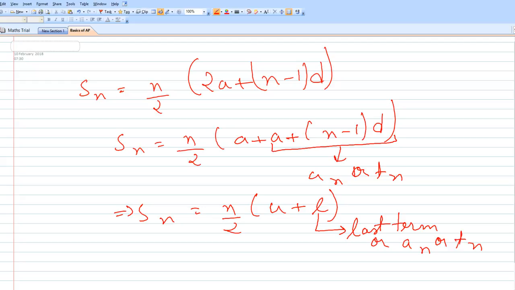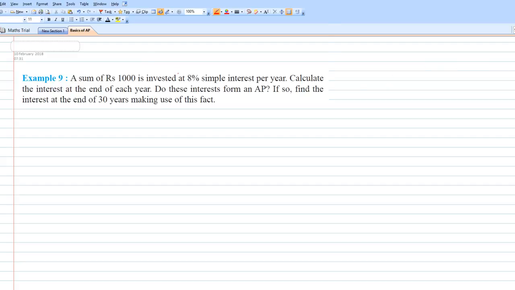We do not need to go into the derivation of this formula, since that is not going to help us and it is not even required or needed anyway. Okay, so now let's get into questions.